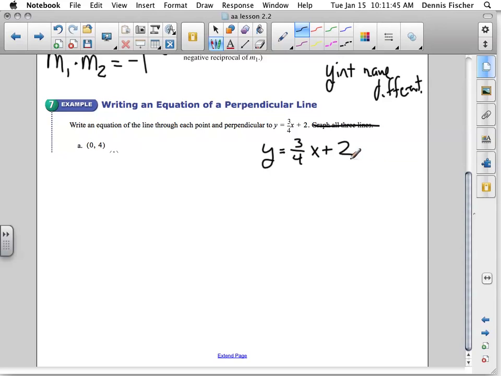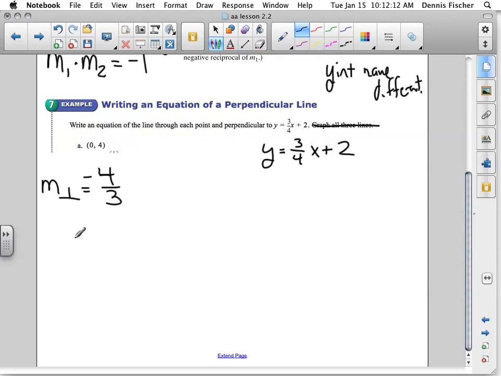Perpendicular means form a 90-degree angle, okay? What's the slope of that line? 3/4. To be perpendicular, it would have to be -4/3. The upside down T represents perpendicular. So that'd be perpendicular, right? And so therefore I got -4/3.